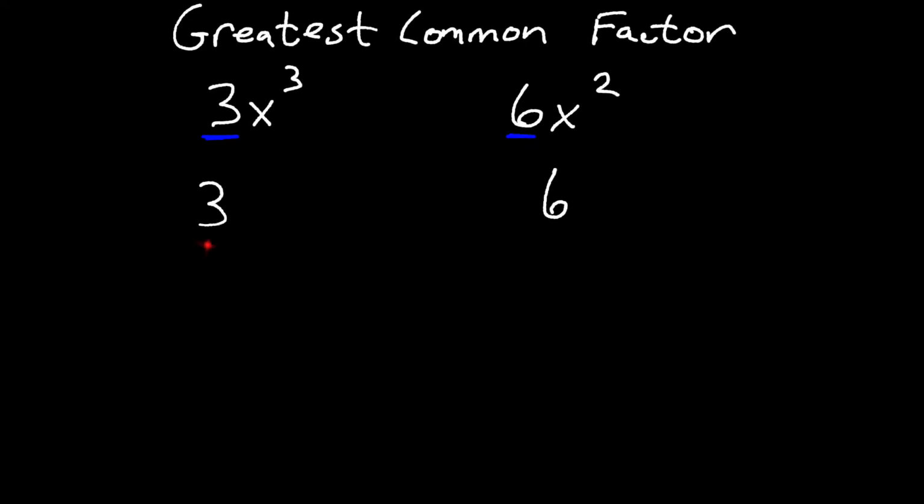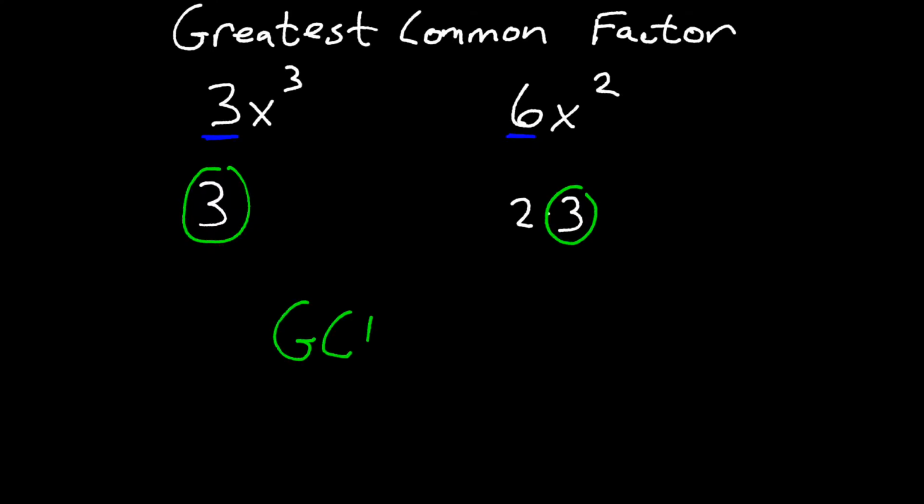Now, 3 is already a prime number. So I don't have to make the factor tree for 3. But for 6, I do. 6 is 2 times 3. So I'm going to take these prime numbers now, and I'm going to compare them. So let me get rid of the 6 over here. Move this up. Okay. With your whole numbers, just like before, we take the ones that they both share. This has a 3, and this has a 3. So our GCF is going to start with a 3.